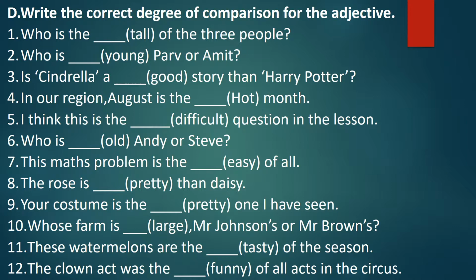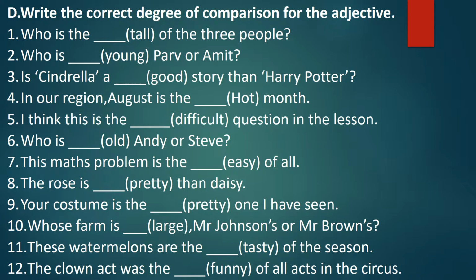Whose farm is dash, Mr. Johnson's or Mr. Brown's? So large is the adjective given to you. We are comparing two farms. So what will come? Comparative degree. So the answer will be, whose farm is larger, Mr. Johnson's or Mr. Brown's? Now next, 11th sentence.